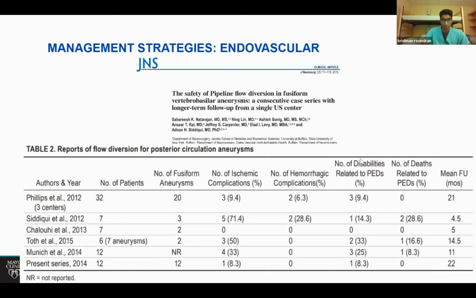This was another series published in the mid flow diverter era in 2016, also coming from Buffalo. And this was a consecutive case series that they published, and it also comprised a systematic review of the literature that was available at the time, again, in the early flow diverter era. And this is just to underscore the elevated rate of ischemic and hemorrhagic complications that have been occurring as well with deployment of these devices.